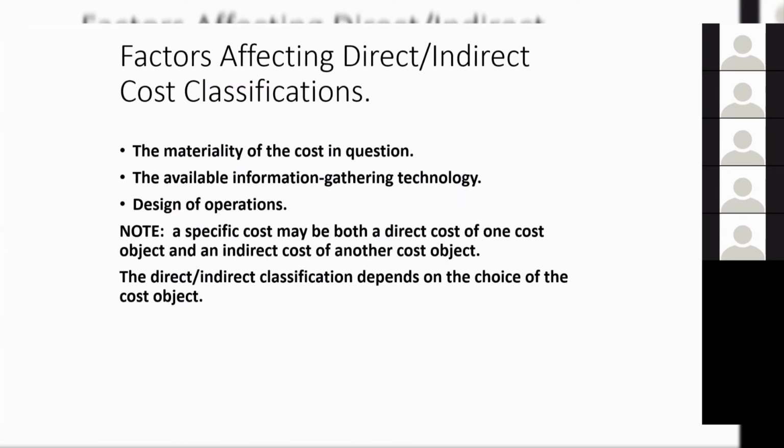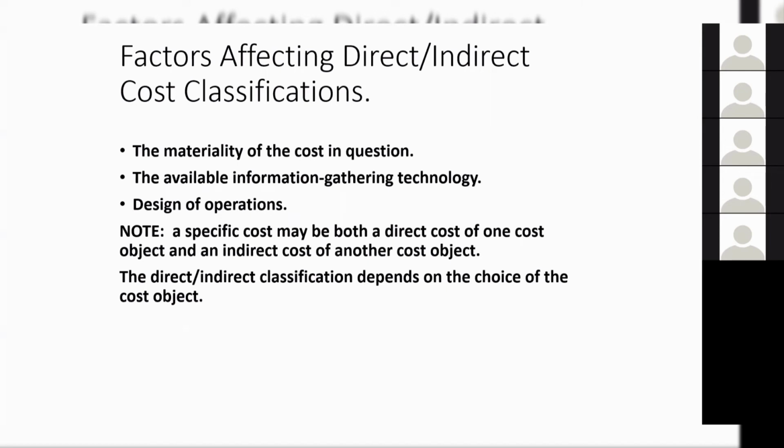A few factors affect the direct indirect cost classification. We can look at the materiality of the cost in question. The smaller the cost, the less likely it will be economically feasible to trace the cost. So if you think about a cake and it has salt in it, the cost of the salt is very small. The amount of salt in the cake is very small. It just doesn't make economic sense to trace it.